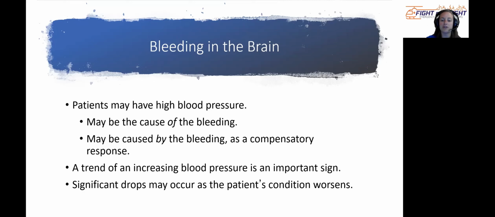So if the blood pressure continues to increase, that is a good sign that probably the bleeding caused the rise in blood pressure and it's continuing to bleed and it's continuing to raise the blood pressure. Now, when we go into neurogenic shock, the worst symptom of shock is lowering blood pressure. So if their blood pressure starts to drop, that's not a good thing. That means they're going into shock and it's getting worse.